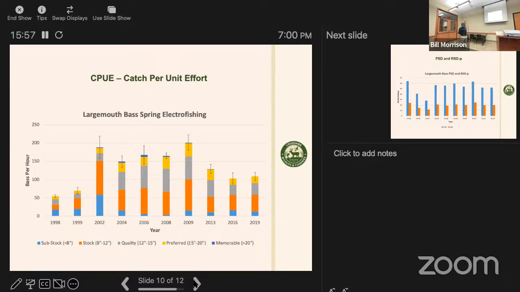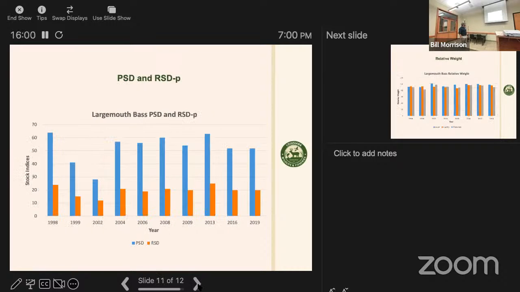So we'll need to go to the next one. All right, like I was telling you about the PSD and RSD, typically you want it to be between 40 and 60 with the PSD.